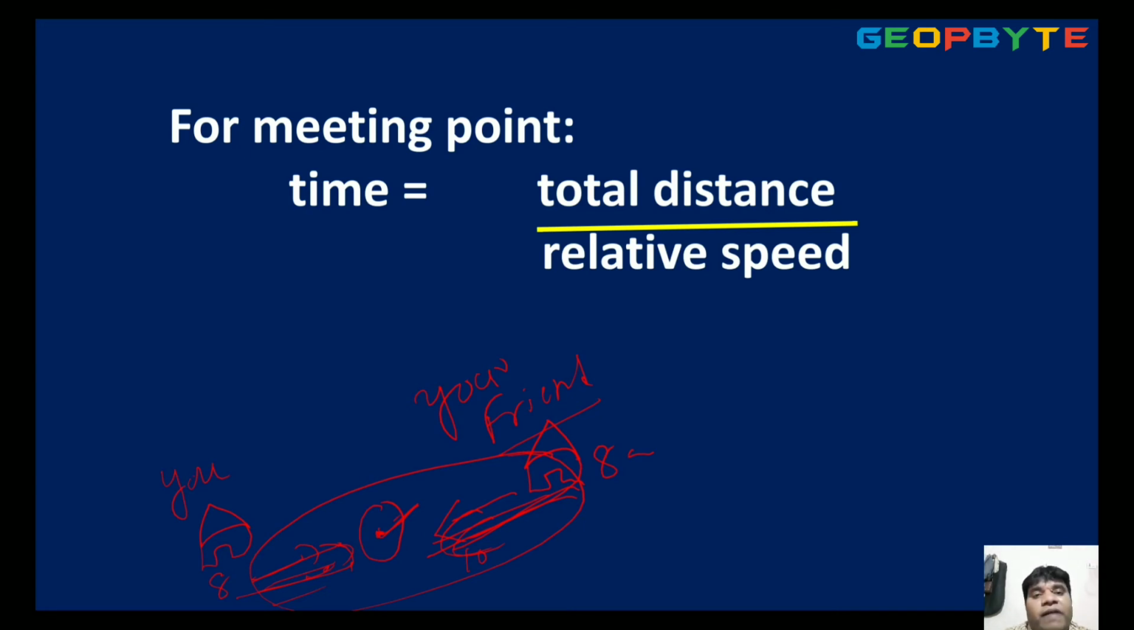Then what happens? That's why we have a formula. For a meeting point, time is equal to total distance by relative speed. What is the total distance? The distance between the two persons, or two objects, anything, upon relative speed. Observe the question, you will get clarity.